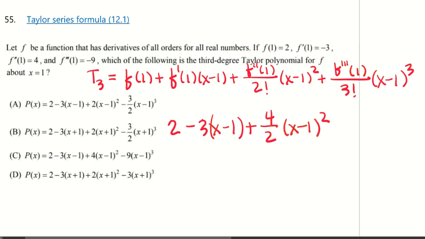That might be enough to eliminate, right? 2 minus 3 times x minus 1. Oh, that didn't do much for us at all. Oh, actually, no, this is. Okay, so first few, x plus 1. No, get that out of here. We don't have any interest in that. Okay, that would be if it was centered at -1. And now, since it's 4 divided by 2 times x minus 1 squared, yeah, that will be answer choice A.